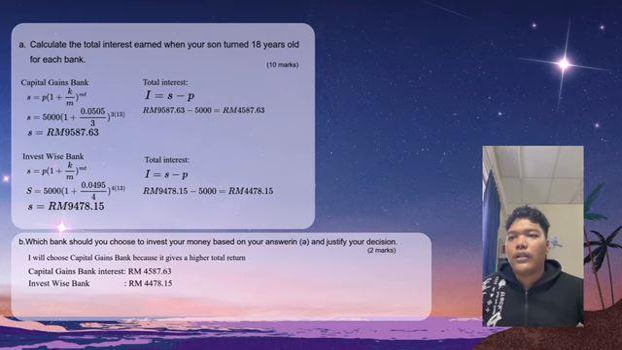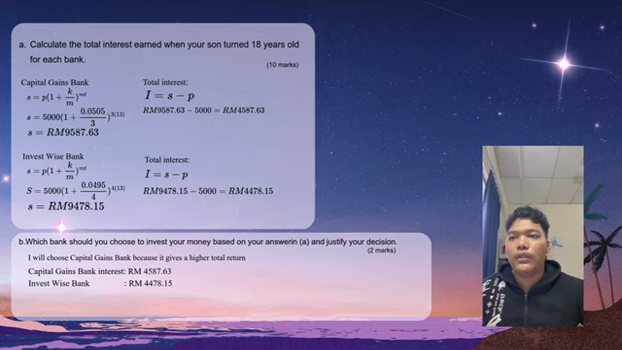And then we find the total interest for the Capital Against Bank. We use the formula I equals S minus P. S is RM 9587.63 minus P is 5000, and we got the answer RM 4587.63 for the total interest of Capital Against Bank.